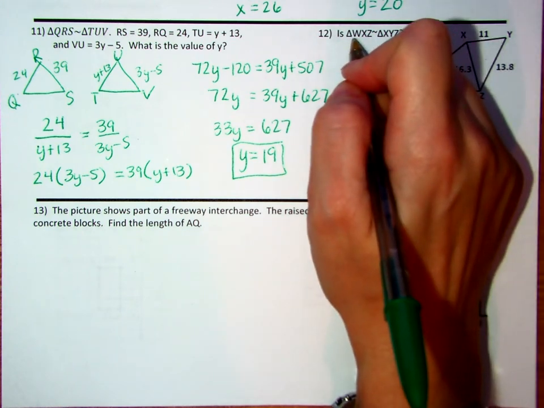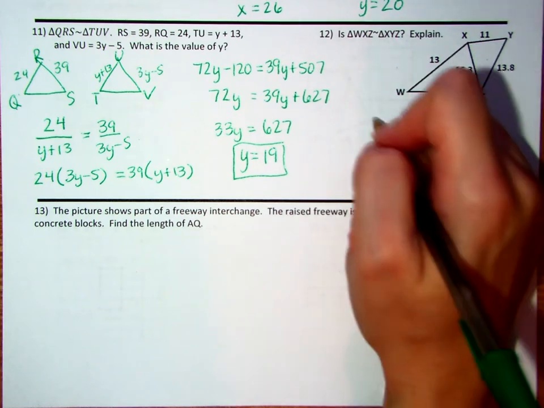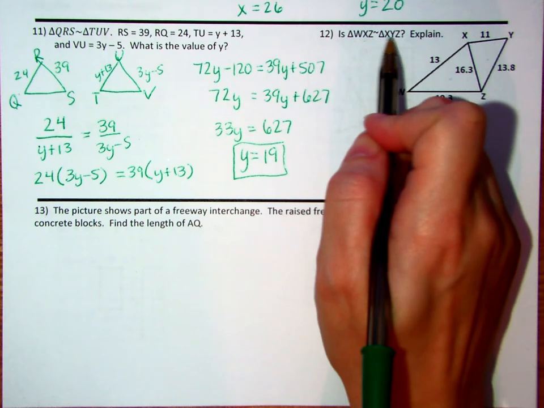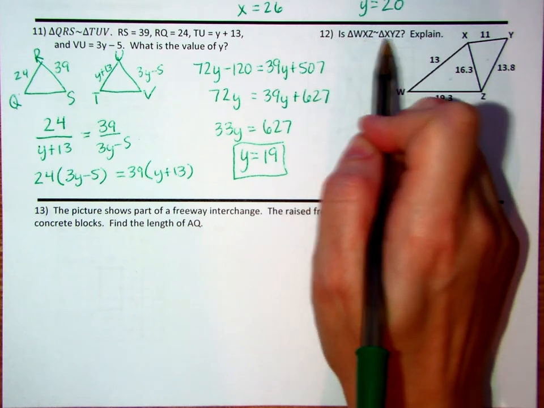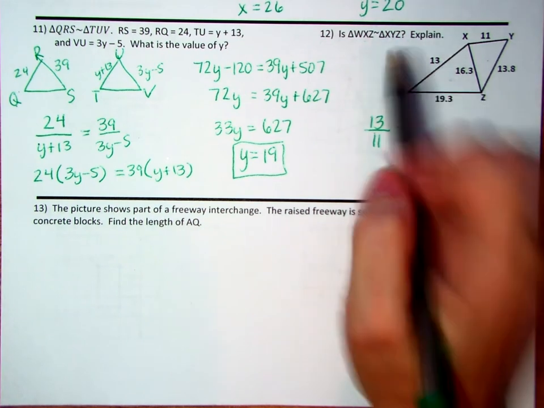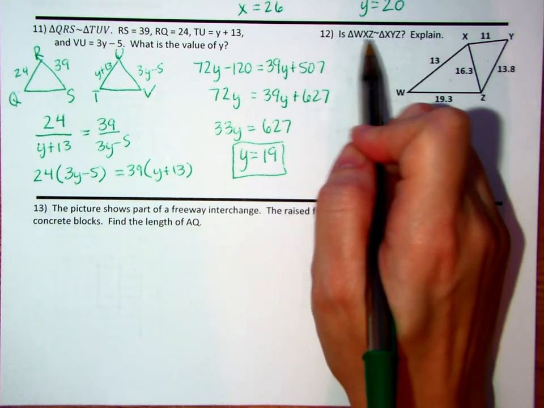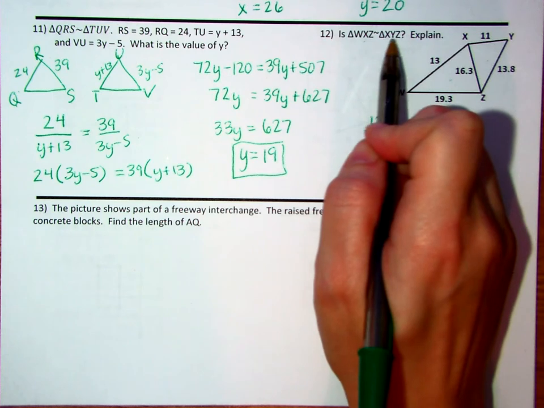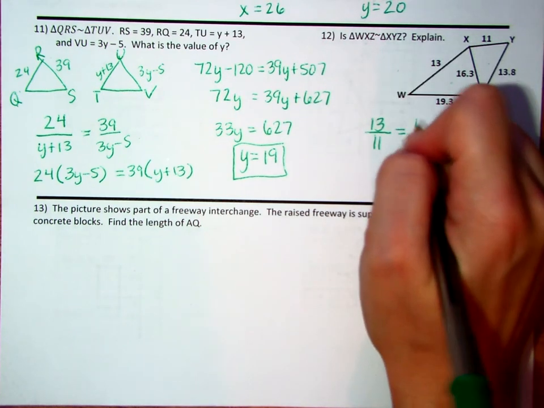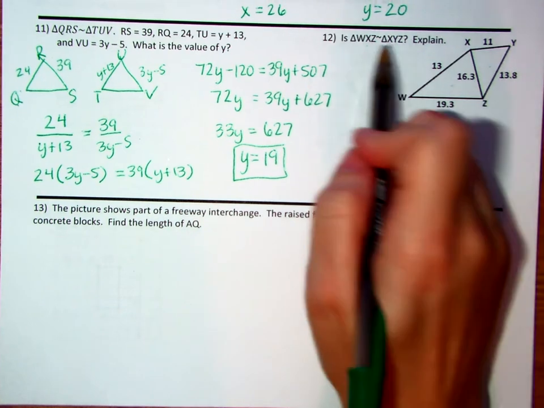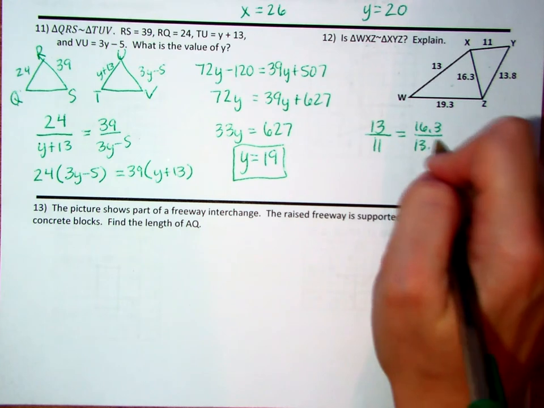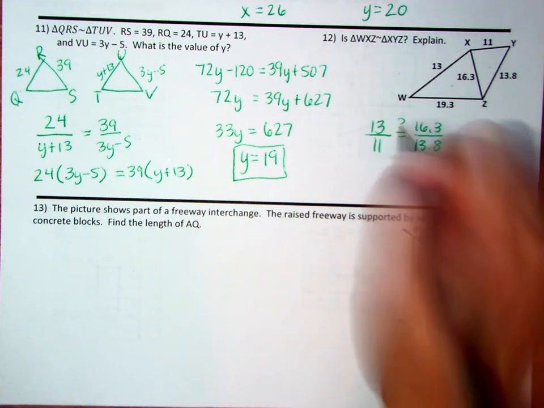So for example, I see WX, that would be the first set of letters, 13. I want to know if that WX lines up with the XY. Those are the first two letters. Well, XY here is 11. And I want to know if that is the same as, let's grab another set of letters, XZ compared to YZ. XZ here is 16.3, and YZ here is 13.8. We want to know, is this actually true?